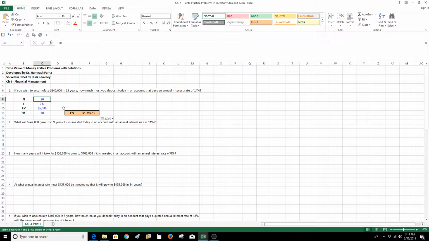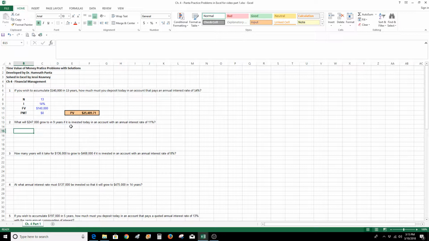Then we're going to change the inputs. In blue is your inputs and in black is usually a formula. In this case it's asking for 13 years, so you're going to key in 13 here, annual interest rate of 14%. The future value is $140,000, so that's what you're going to accumulate, and your payment is 0 because the problem didn't mention a payment. And so in this case it calculates in Excel to be $25,489.71.